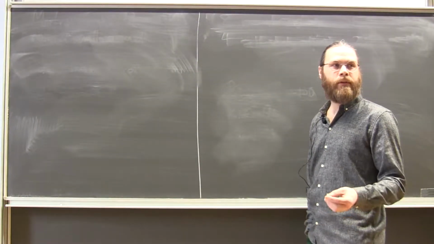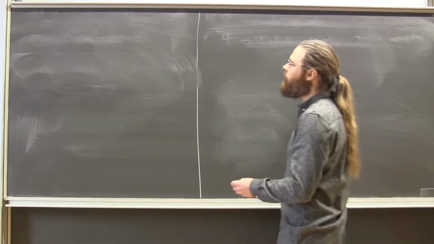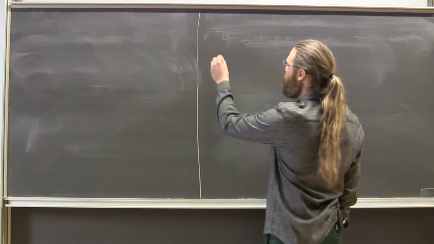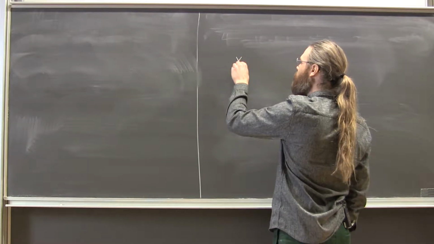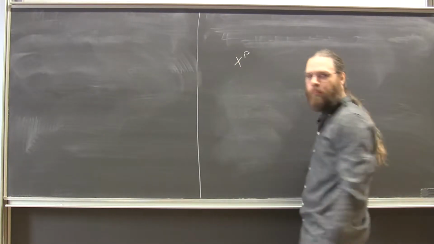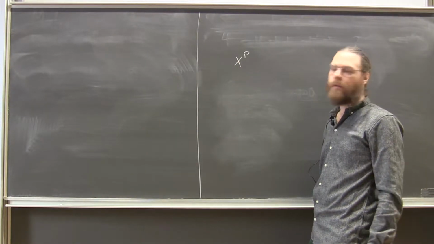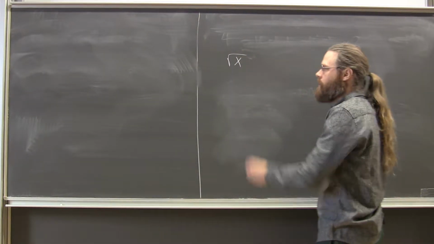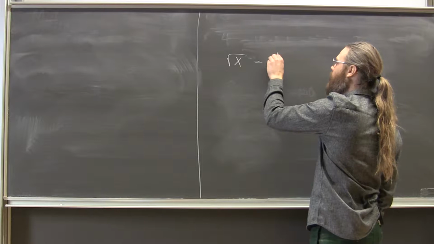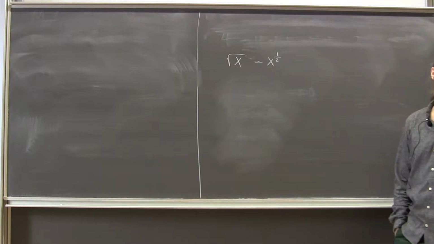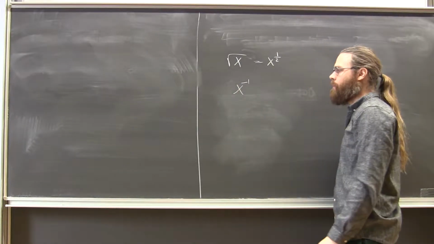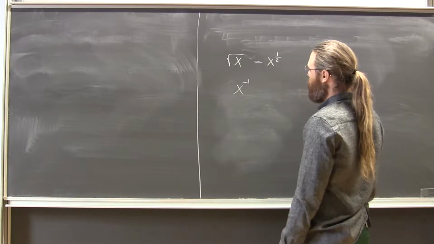Basically the only kind of functions we have learned how to differentiate are polynomials and other functions that consist of sums of something to the power of something, right? And this includes the square root, because the square root is the same as x to the power half. And we can also have functions like x to the power minus 1.